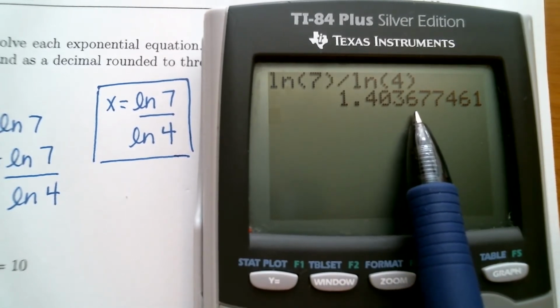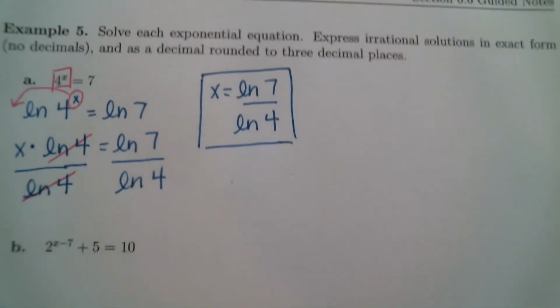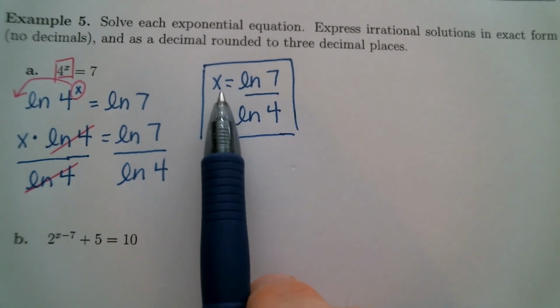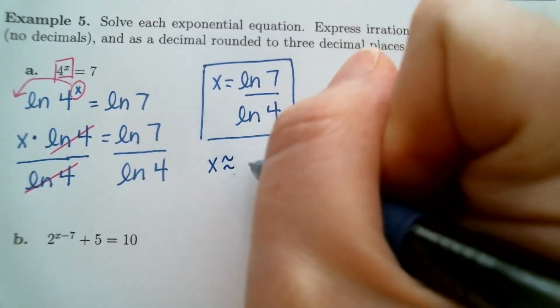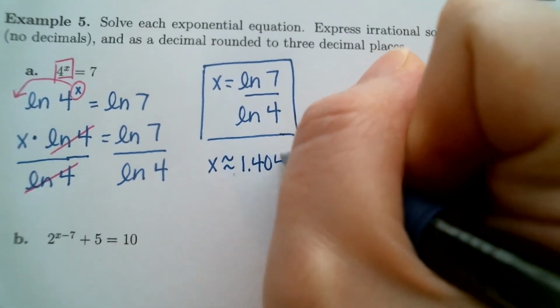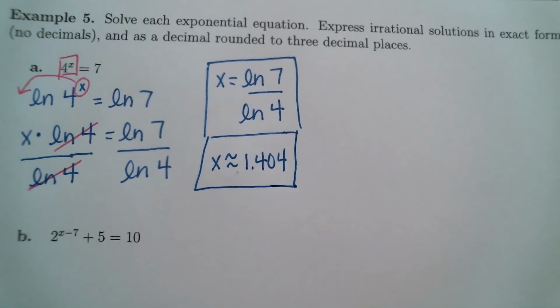That 6 is behind the 3, so we need to bump it up to 1.404. We're going to put an equal sign here because it's actually equal to this, and then it is approximately 1.404. So that's the decimal approximation. All right, so that's what you do.